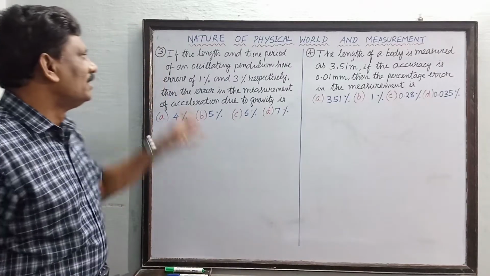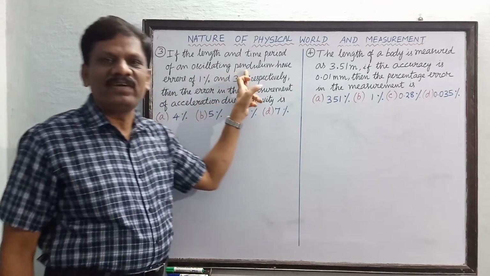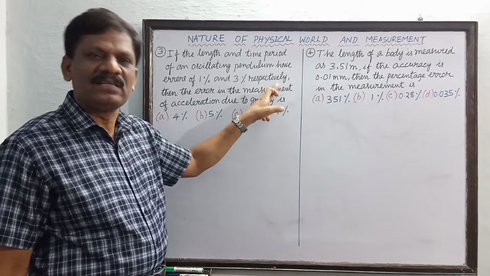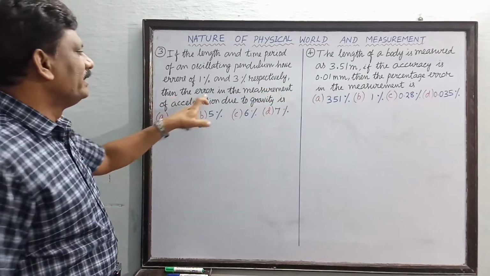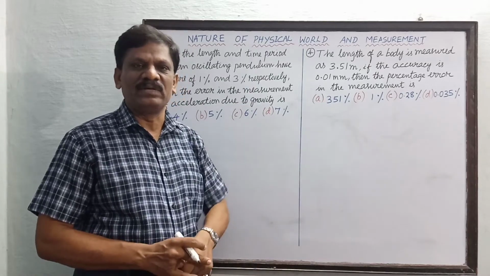Hi students, question number 3. If the length and time period of an oscillating pendulum have errors of 1% and 3% respectively, then the error in the measurement of acceleration due to gravity has to be determined.